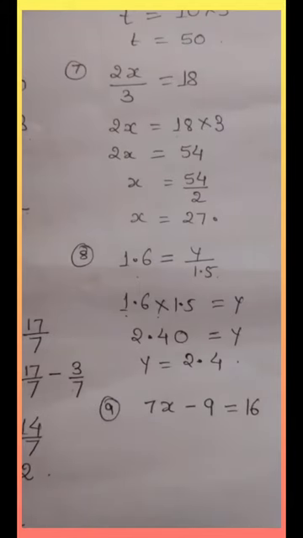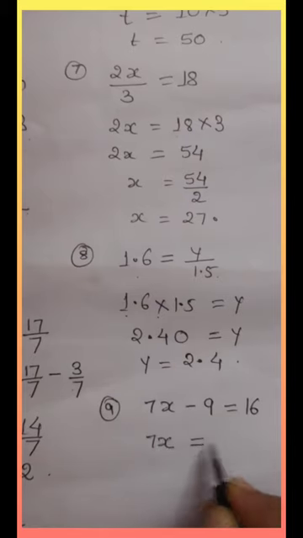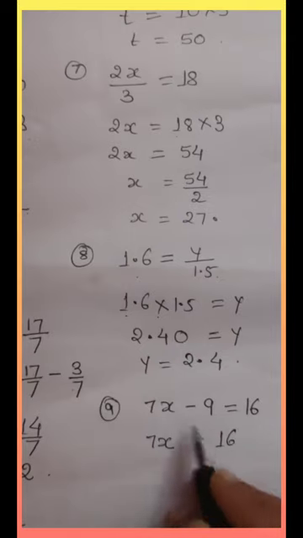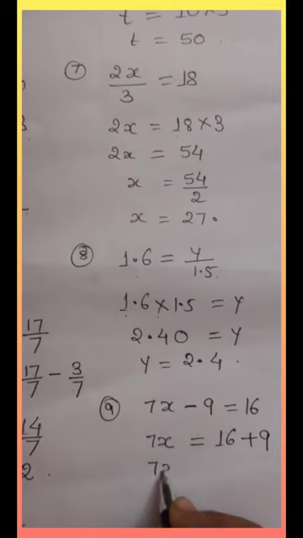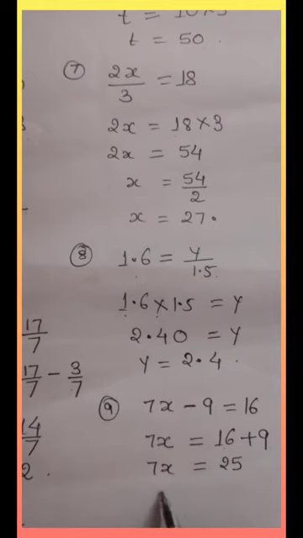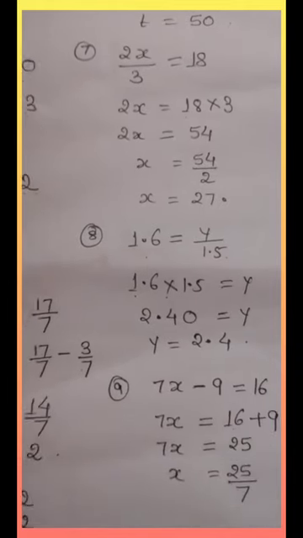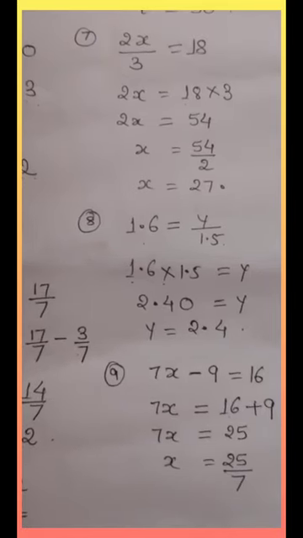7x minus 9 is equal to 16. We keep 7x on its same side, left hand side, is equal to 16 is on the same side, that is right hand side. Minus 9, or the subtraction changes to addition. 7x is equal to 16 plus 9 is 25. x is equal to 25 upon 7. Since we cannot divide 25 by 7 evenly, we will get a decimal, but we can keep the answer as a fraction also.